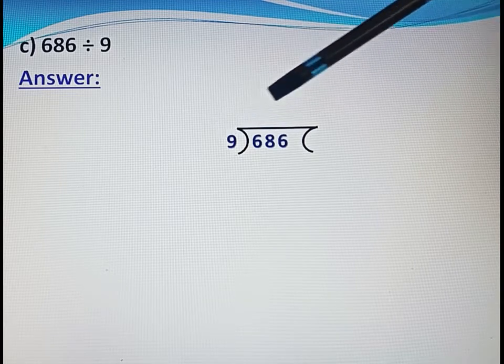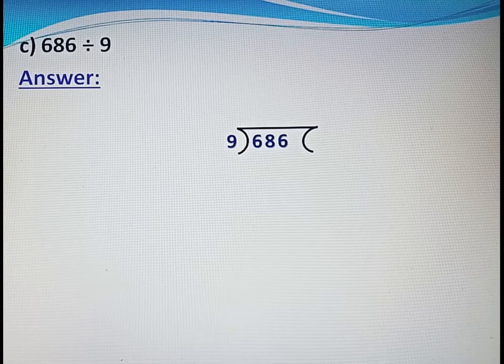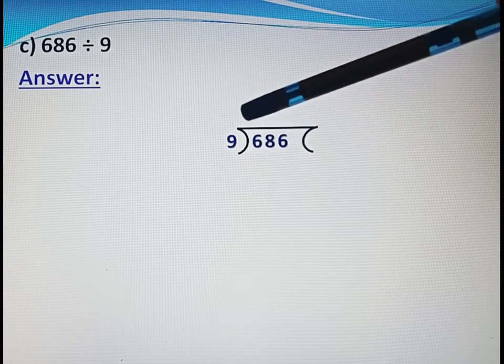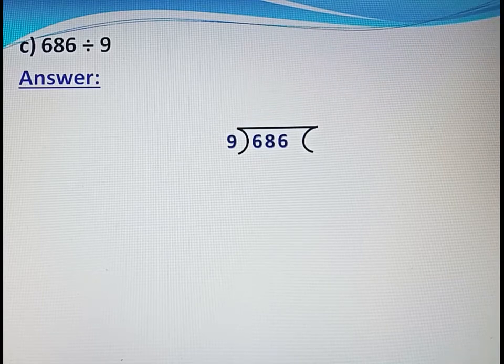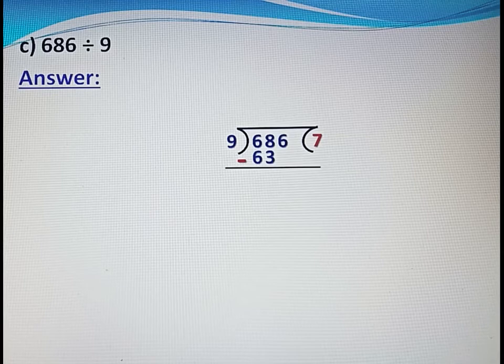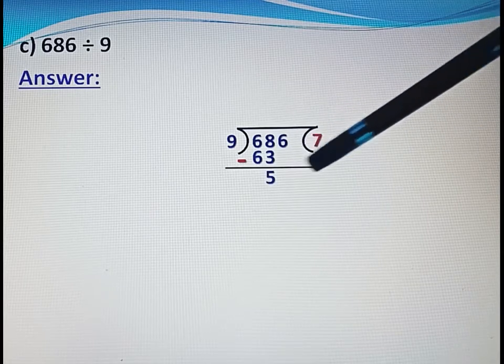Multiply 9 7 ja 63 and 9 8 ja 72. 72 is greater than 68, so we can't write. We will multiply this 9 by 7. 9 7 ja 63 and then we will do subtraction. 8 minus 3 5, 6 minus 6 0, and then we will take the next number, that is 6.